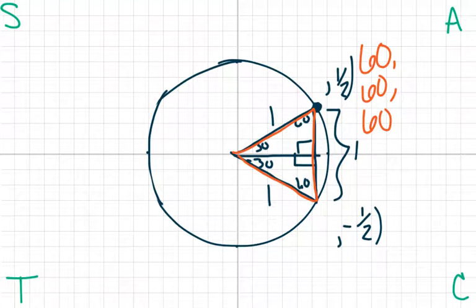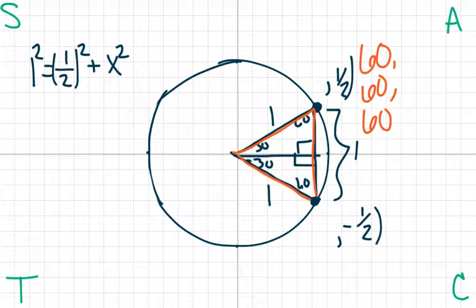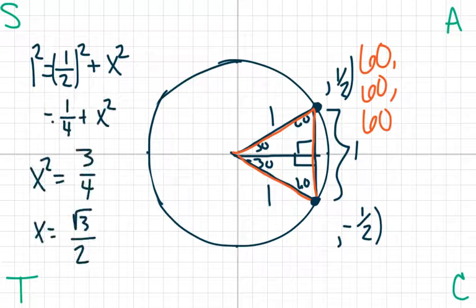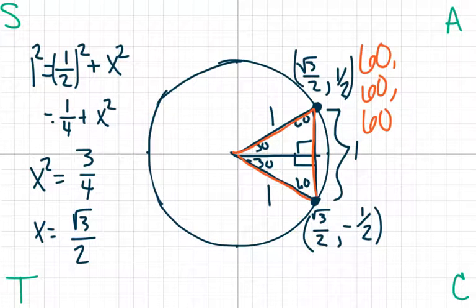So now we need to determine what the x-coordinate is. So both of these points are going to have the same x-coordinate because they are vertical from one another. So we can use the Pythagorean theorem because we know two sides of our triangle, just like so. We just solve for x, and we get that x equals root 3 over 2. So we can just write that in, root 3 over 2, root 3 over 2.